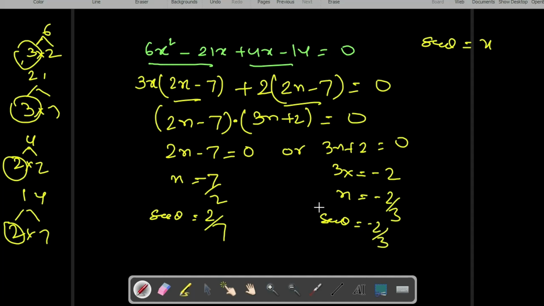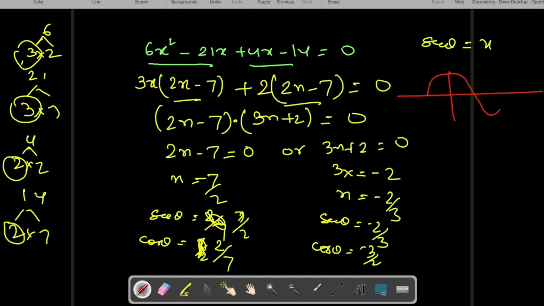Sec theta is the reciprocal of cos theta. That means in this scenario, I'm going to write cos theta is equal to 7 upon 2. Oh, my bad. This was 7 upon 2. Now if I take the reciprocal, I will write here 2 upon 7. And this is cos theta is equal to minus 3 upon 2. Okay. So this is cos theta 2 upon 7. This is minus 3 upon 2.